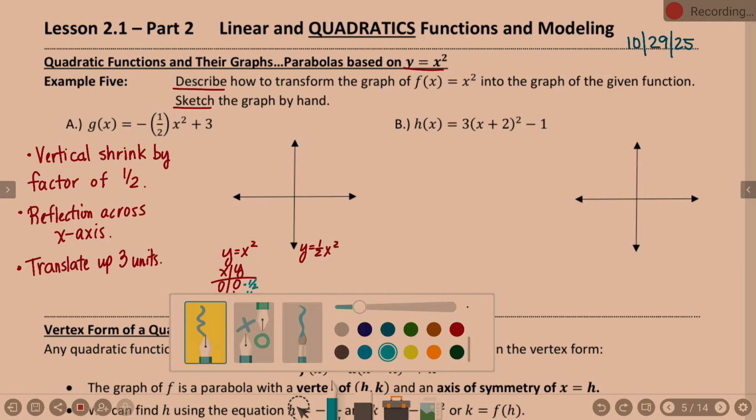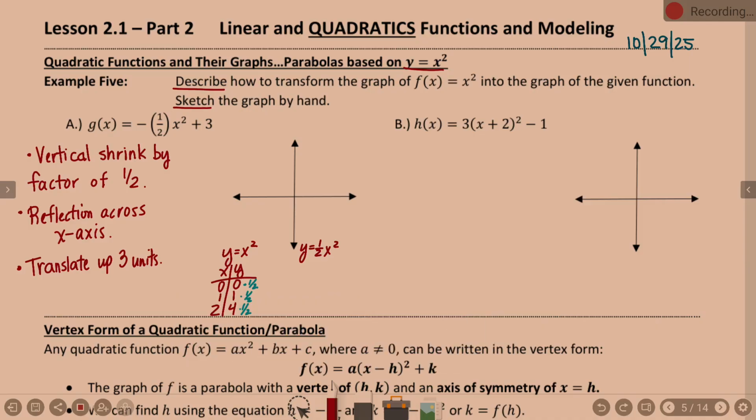It doesn't affect your vertex. We don't shrink the vertex. But instead of going over 1, down 1 from the vertex, down 1 because it's reflected again, we're going to go over 1 and what's half of 1?